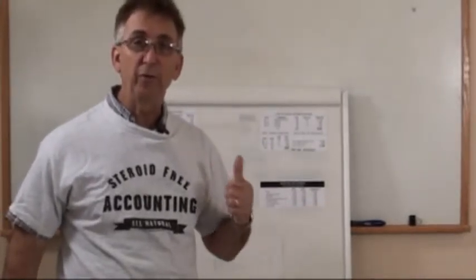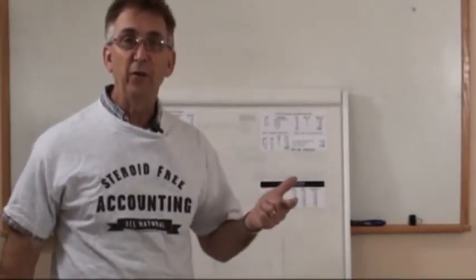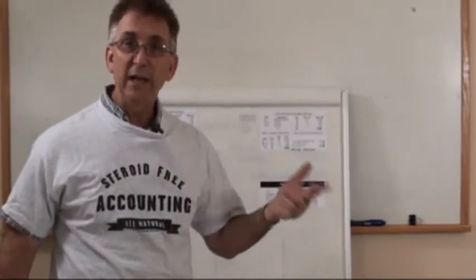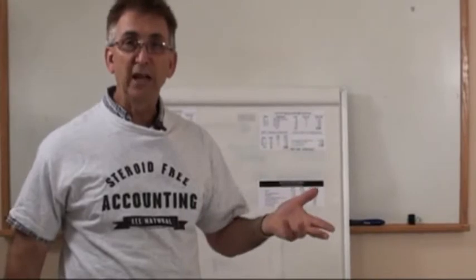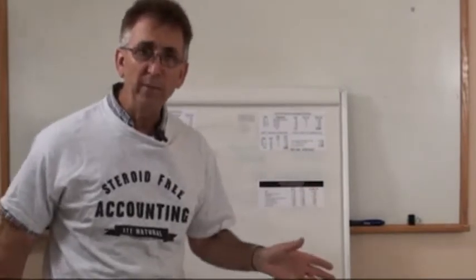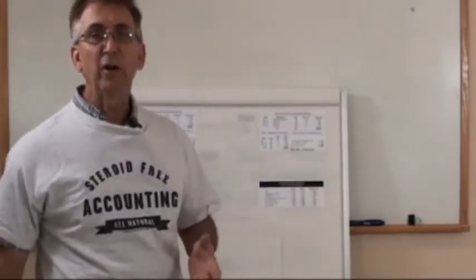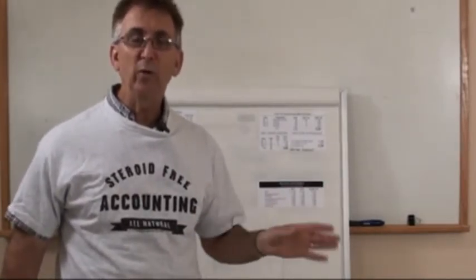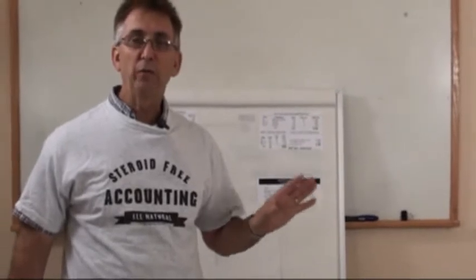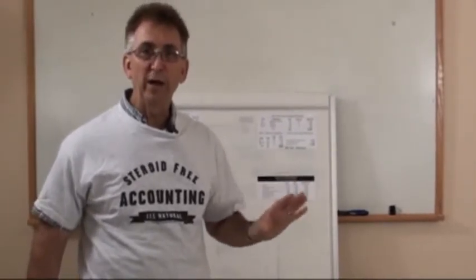Remember we said we were going to do FIFO, first in, first out, LIFO, last in, first out, and then the weighted average. Today we're going to concentrate on LIFO, which is last in, first out. Do remember that these are allowable methods under generally accepted accounting principles and don't really show the actual flow of the inventory and the way it was sold.